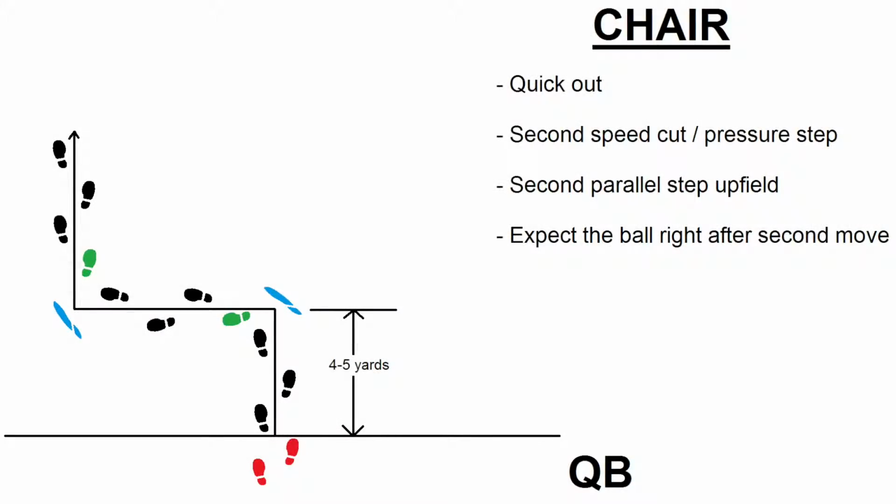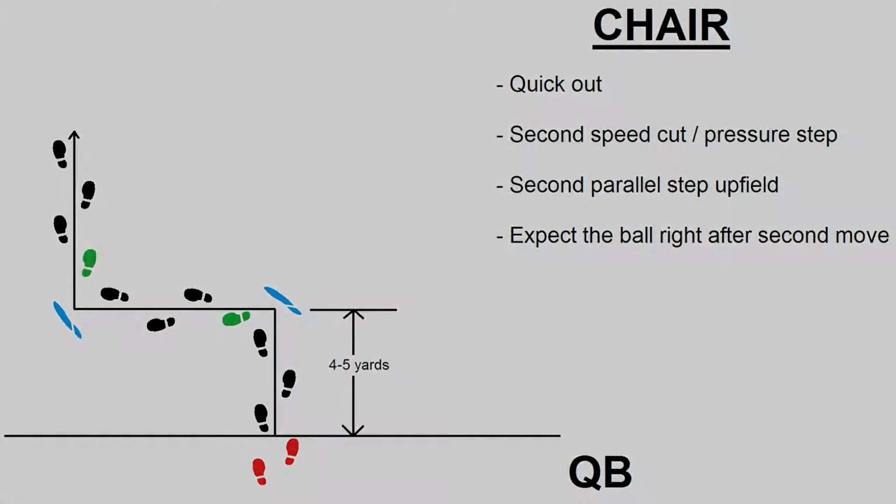Next, we have the chair. It is just a quick out plus a go. We run a quick out, and then after a few steps, we have an additional speed cut, but this time going up the field. As soon as we make our second cut, we should be looking back for the ball while still running vertically up the field.